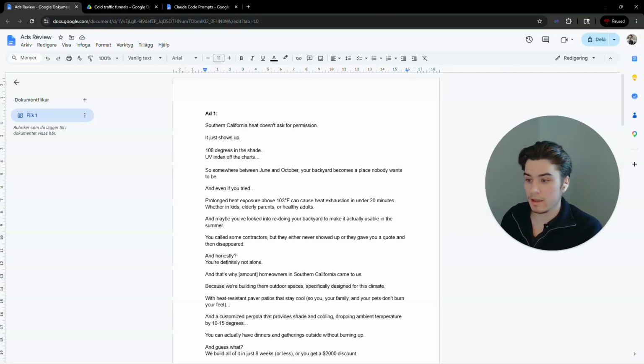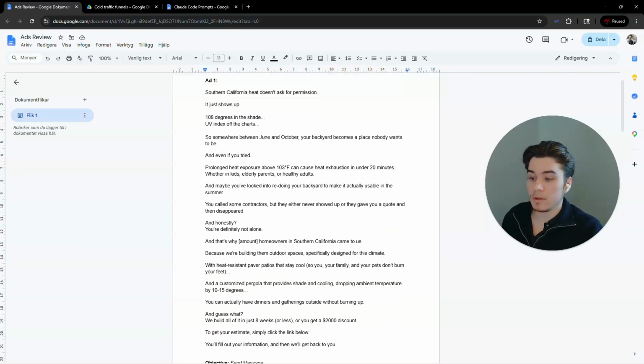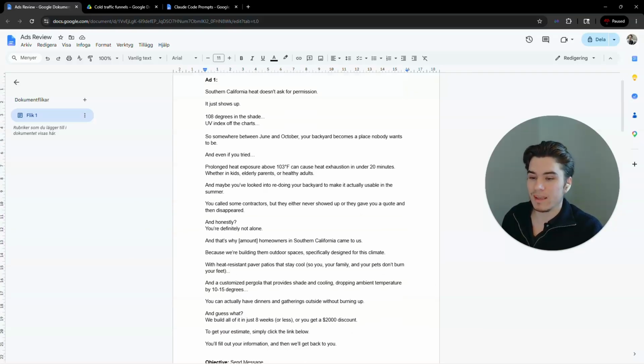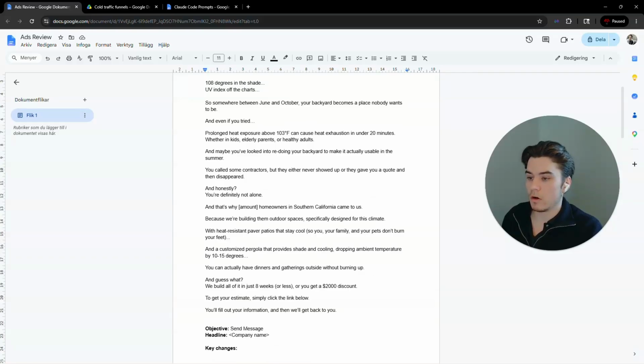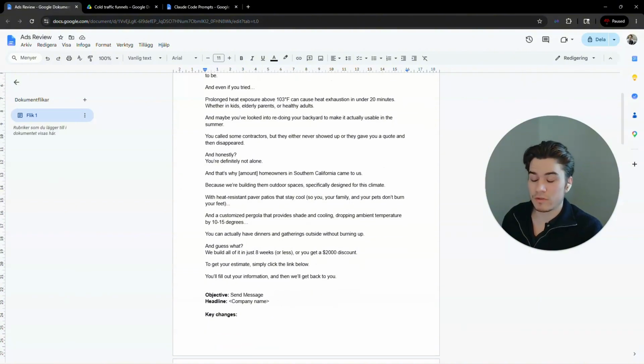And even if you tried, prolonged heat exposure above 103 degrees Fahrenheit can cause heat exhaustion in under 20 minutes, whether in kids, elderly people, parents, or healthy adults. And maybe you looked into redoing your backyard to make it actually usable in the summer. You called some contractors, but they either never showed up or they gave you a quote and then just disappeared. And honestly, you're definitely not alone.